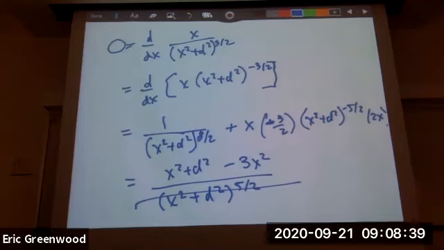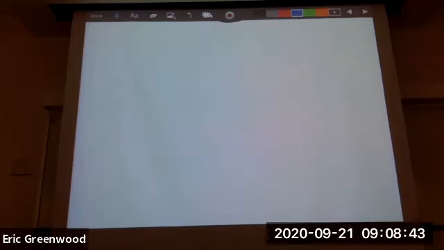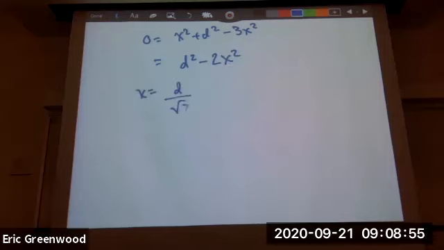Nobody cares. So this is then equal to 0 is equal to x squared plus d squared minus 3x squared, which is the same thing as d squared minus 2x squared, which means x then is equal to d divided by the square root of 2. That's our value of x, which is going to extremize our electric field. So this is x max.